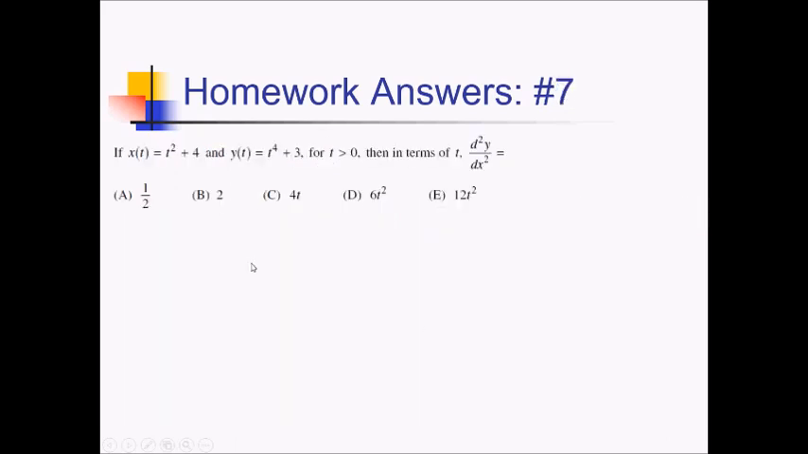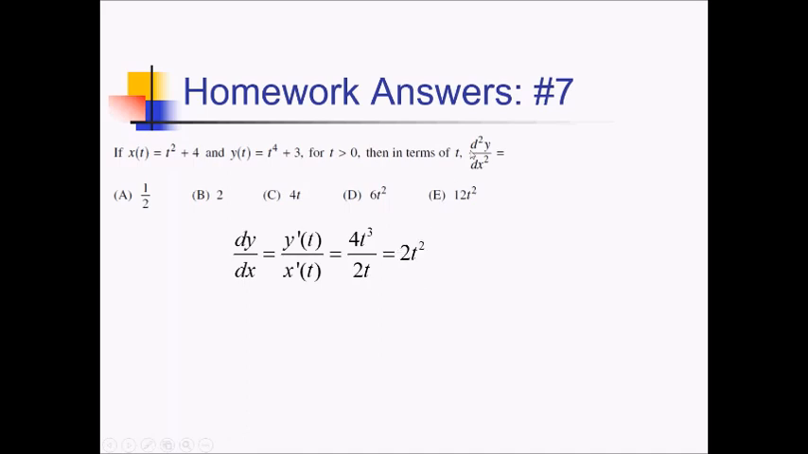For this problem, we're given the parametric equation for x and y of t, and they want the second derivative. So in order to figure this out, we need to find dy over dx. So that's going to be, in general, y prime of t over x prime of t. In this case, y prime of t is going to be 4t cubed, and then that's just plus an invisible 0. Downstairs, we've got the derivative of x of t, which is going to be 2t. And we can reduce this. We probably should, just so we're not dealing with it later on. So this is going to be 2t to the second.